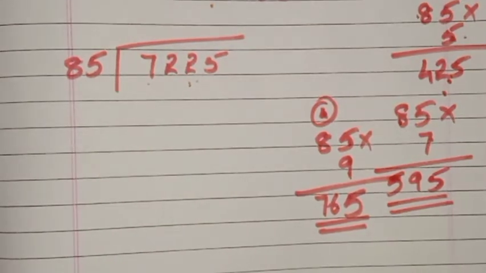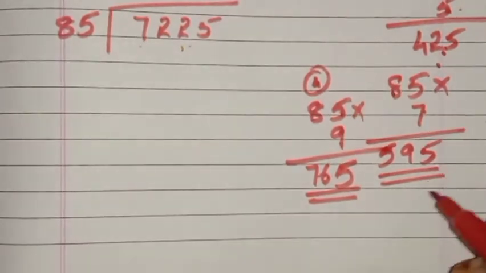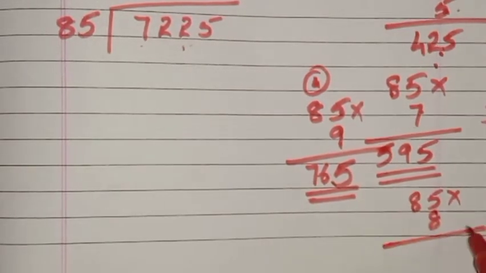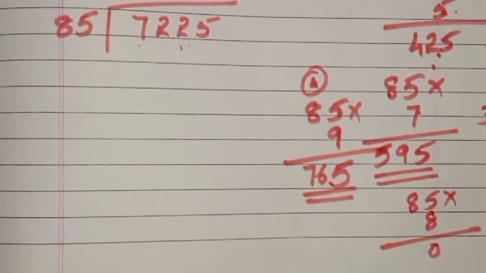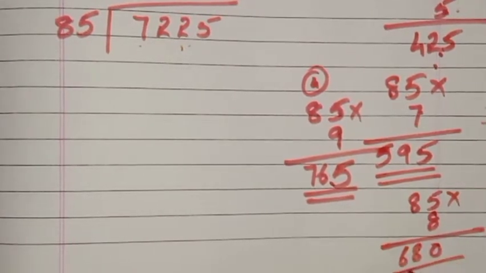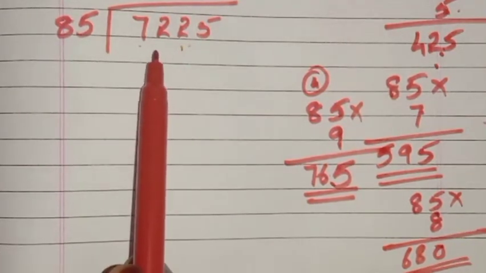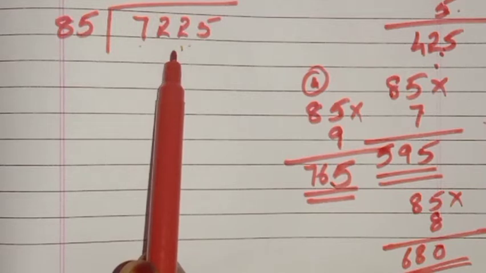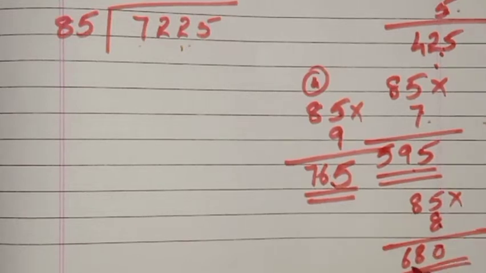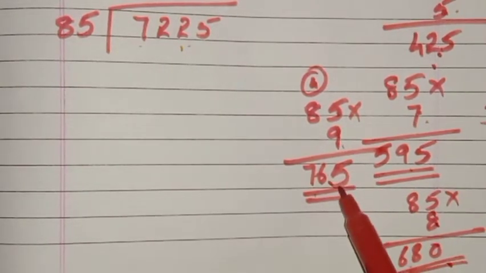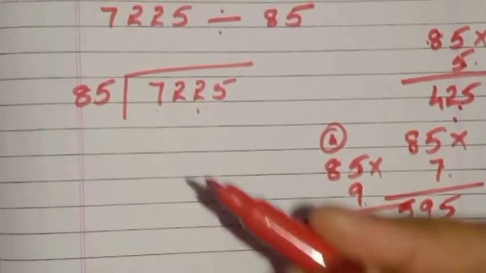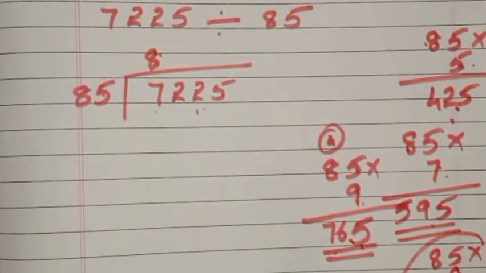Then once you find the answer, how will you find out? Next you can find out 85 into 8, because 9 is the bigger number. 8 5s are 40 and 4. 8 8s are 64 plus 4, 68. So 68 is smaller than 722, that is 680. So 595 is for 7. If you multiply 8, 680. If it is 9, it is 765, this bigger number. So we take this number, 85 into 8.